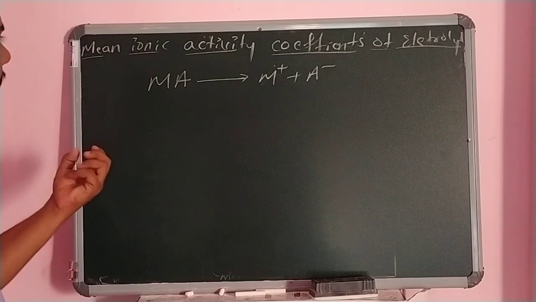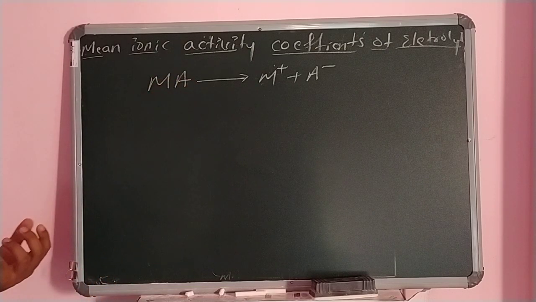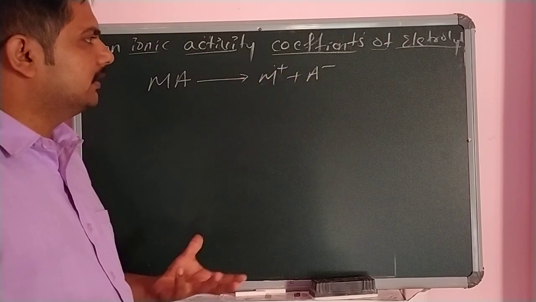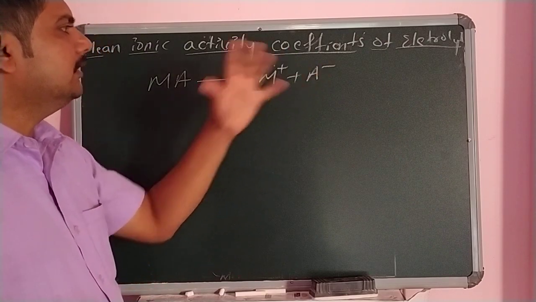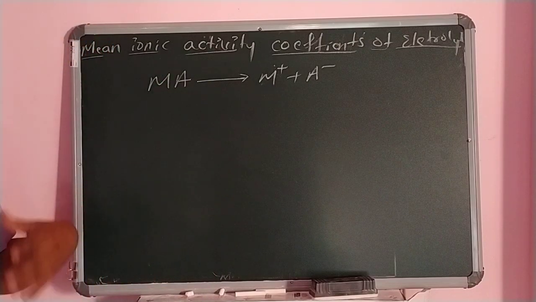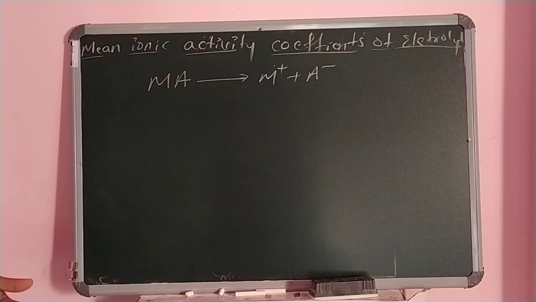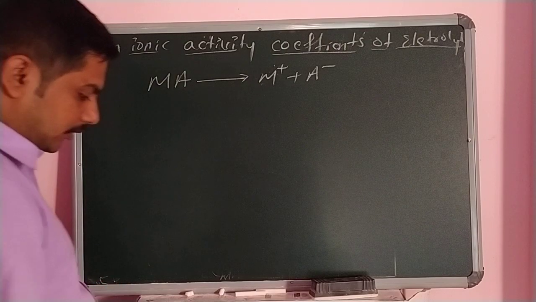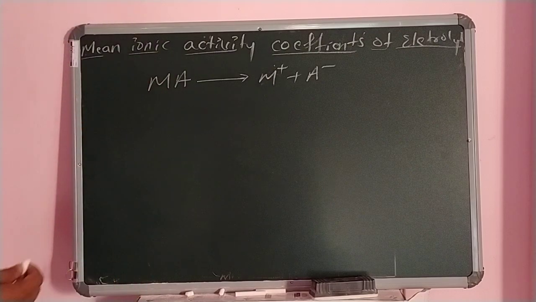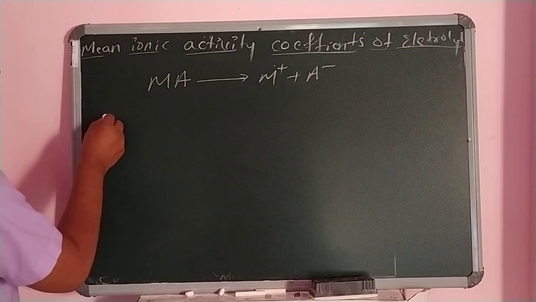So here you can consider that for a univalent electrolyte, MA gives M plus and A minus ions. So in these cases, you are going to take the mean ionic activity coefficient of an electrolyte. Okay. So here let a be the activity.